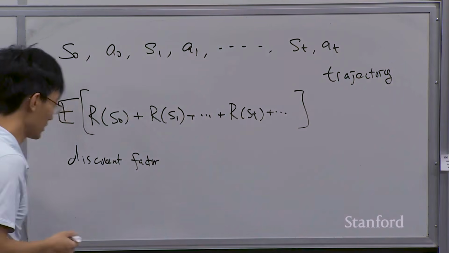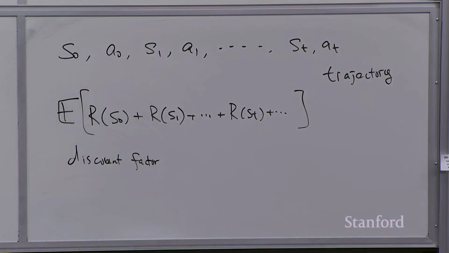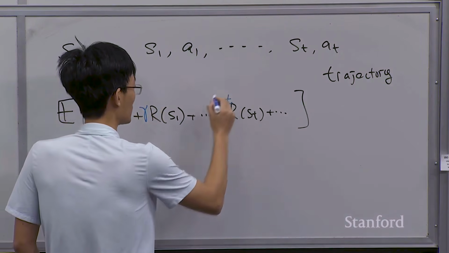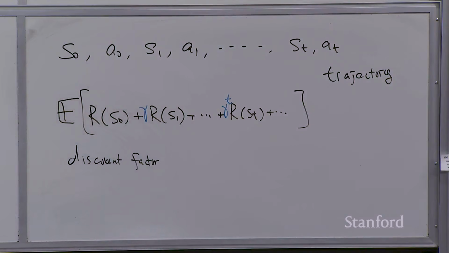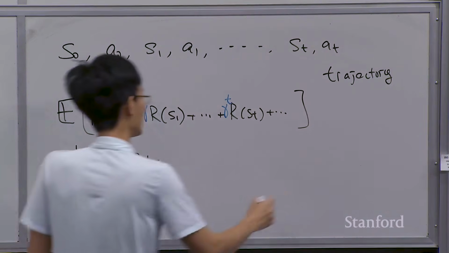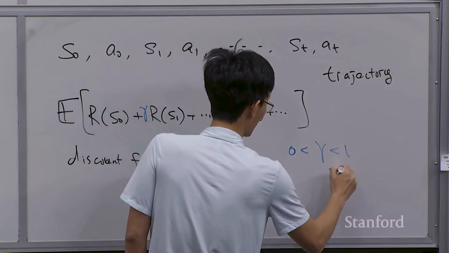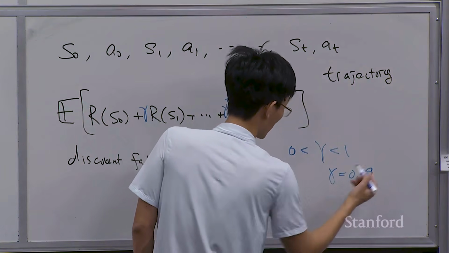Which means that you add, maybe I'll just directly modify this return. You add a gamma here, and this is gamma to the power t. For the t-th term, you add gamma to the power t, where gamma is a number between 0 and 1, and it's often very close to 1. So gamma is something like maybe 0.99 or something like that.